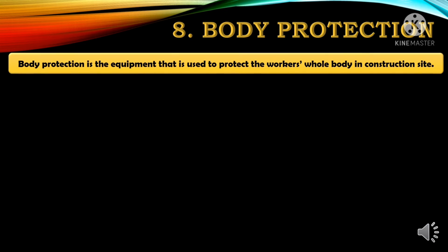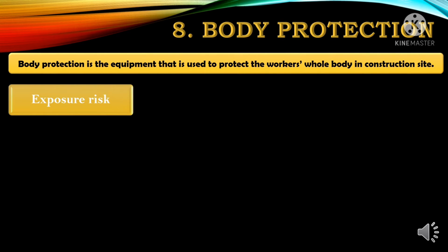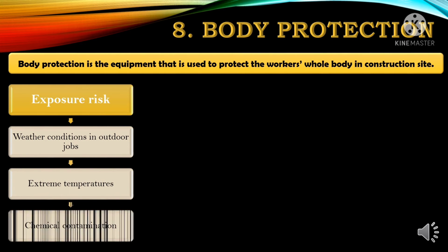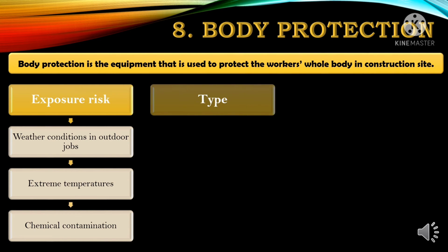Eight is body protection. Body protection is the equipment that is used to protect the workers' whole body on a construction site. Body protection is important as the workers are exposed to weather conditions in outdoor jobs, extreme temperatures, and also chemical contamination. There are two types of body protection.